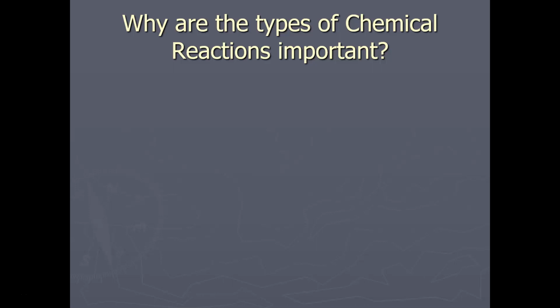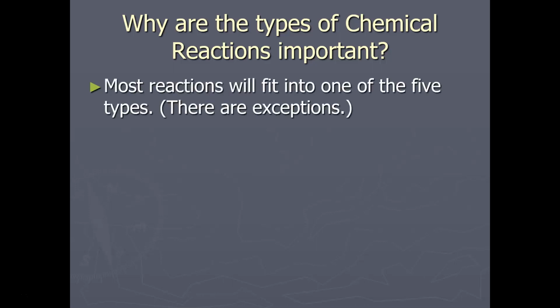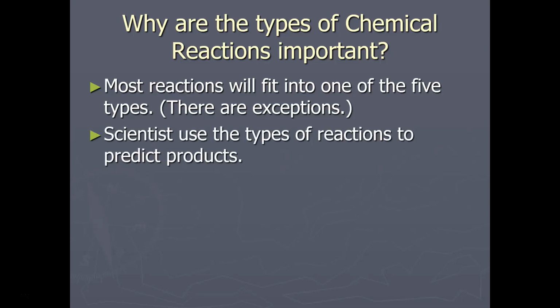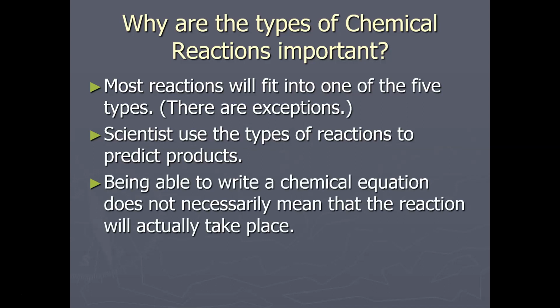So why are the types of chemical reactions important? Most reactions will fit into one of the 5 types. There are some exceptions, there always are. We're not going to get into them in this class. Scientists use the type of reactions to predict the products. If they know what they have, they can figure out what they're going to get. Being able to write a chemical equation does not necessarily mean that reaction will actually take place, and we're going to talk about how you'll figure that out coming up.